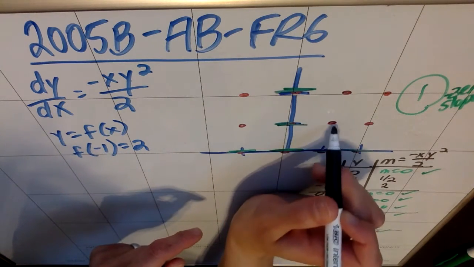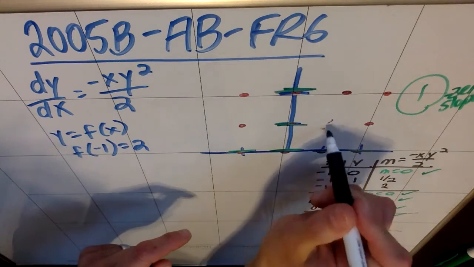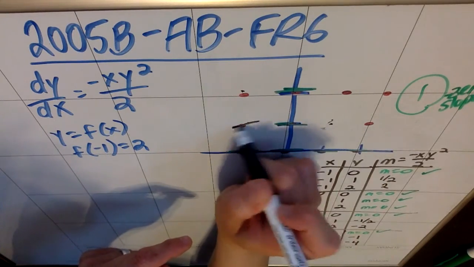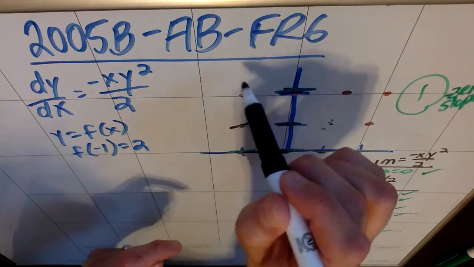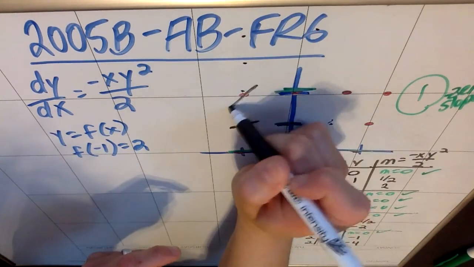So up 1, right 2, I'm aiming here. Oh, sorry, my bad, I started at the wrong spot. Up 1, right 2, I'm aiming there, right? This one should be up 2, right 1, so it should be steeper. That's a slope of 2.